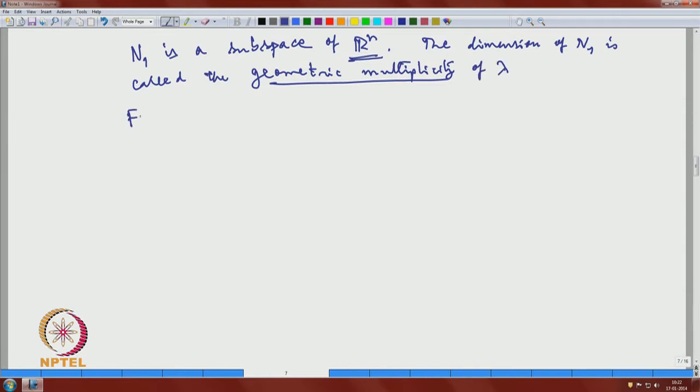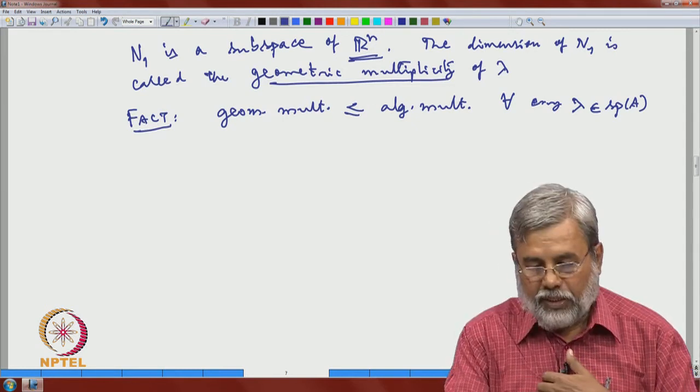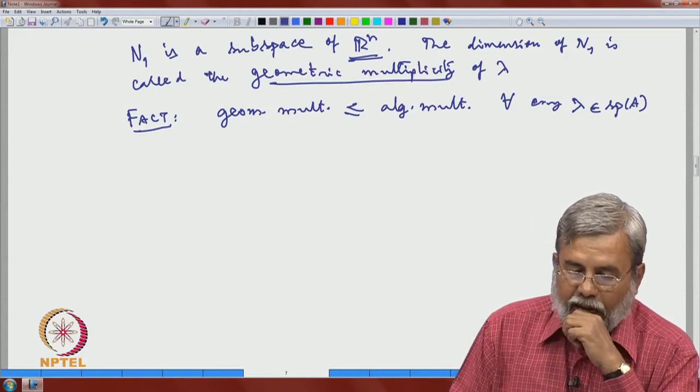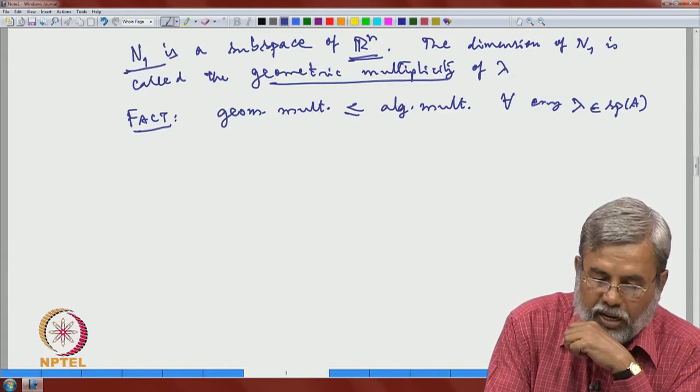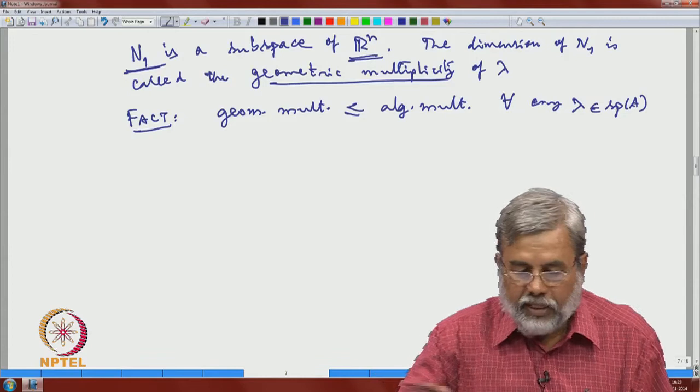Let me state a fact: geometric multiplicity is always less than or equal to algebraic multiplicity, and the difference is referred to as the deficiency of lambda, for any lambda in the spectrum. The good case is when geometric multiplicity is equal to algebraic multiplicity, then we will have a sufficient number of eigenvectors spanning this subspace N1, and the difficult part is when this is a strict inequality.